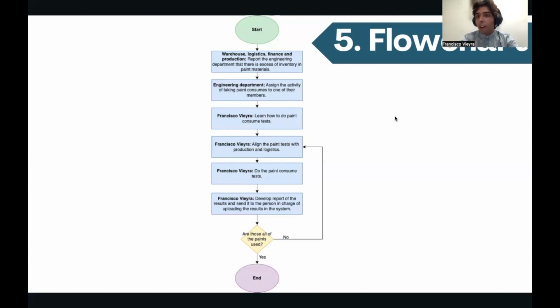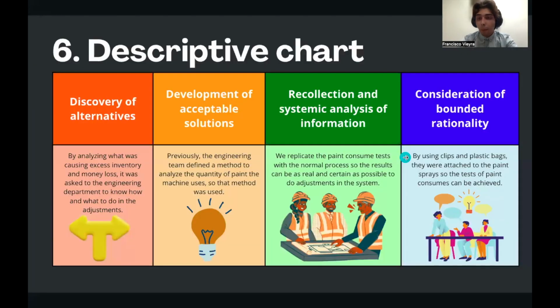And later, after I finished the consume test, I developed a report of the results and sent it to the person in charge of putting the results in the system. And later, I asked myself if all the paints were used, because there were like 9 to 10 paints. I repeated this process 10 times, approximately.